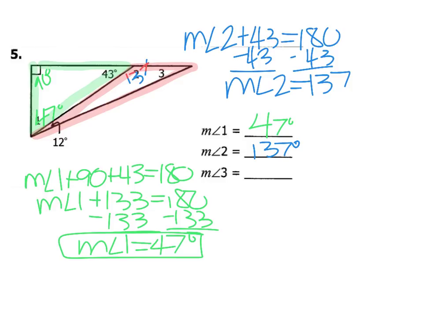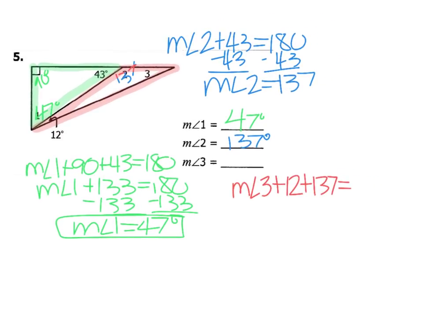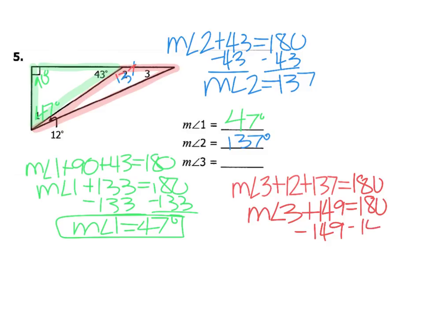So we can write an equation to represent this. We can say that the measure of angle 3 plus 12 plus 137 equals, let me zoom out a little bit, ran out of space here, equals 180. Then we just want to combine like terms. Then we want to subtract 149 from both sides. These will cancel out, and we get that the measure of angle 3 equals 31 degrees.